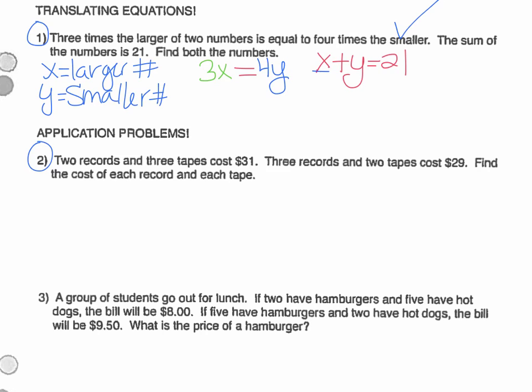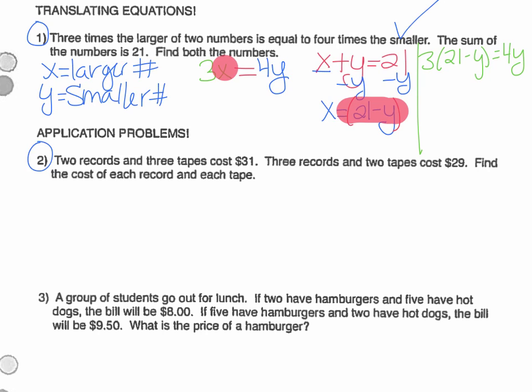So let's say I want to solve for x. I will take away y from both sides so that x is equal to 21 minus y. So I solved my equation for a variable. Now I can take that 21 minus y and substitute that in the x spot in my first equation. So if I rewrite this here, I will have 3 times 21 minus y is equal to 4y. And so now it's just a matter of solving this equation so I can find both values.